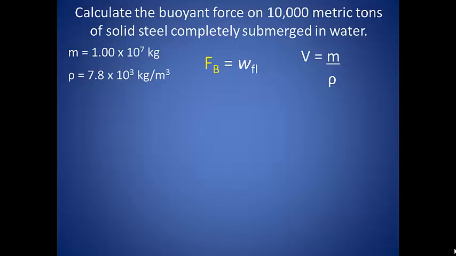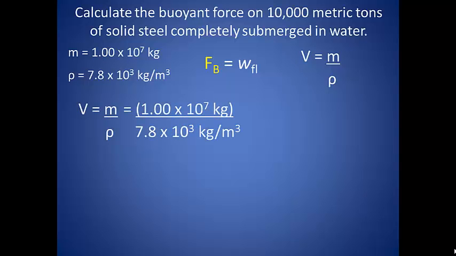So calculate the buoyant force on 10,000 metric tons of solid steel completely submerged in water. Okay, so buoyant force is found by finding the weight of the water that is displaced, and we know weight is the mass times the acceleration due to gravity. We are given the density and the mass of the iron, so our first step would be to determine the volume of the iron. We simply do this by taking the mass divided by the density.